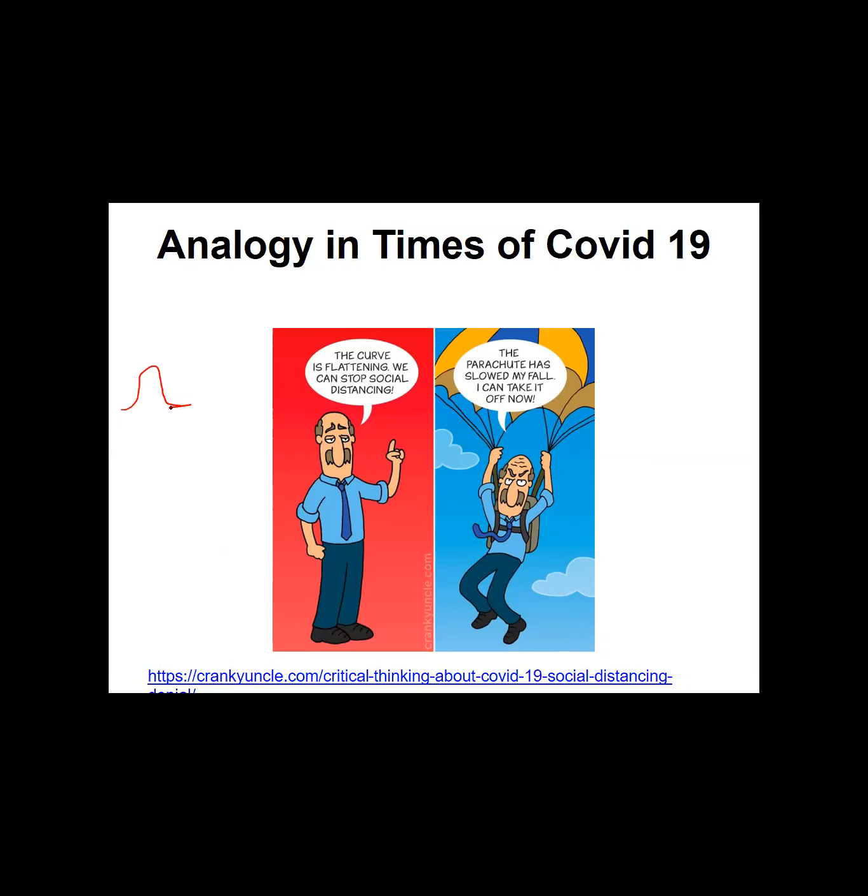So when we reach this one, we flatten the curve. So what does this mean? Okay, so the idea that they have here is, if we're going to stop social distancing, what happened is the parachute, when we start to flatten the curve, it's just like the parachute has slowed my fall, and then I can take it off now.